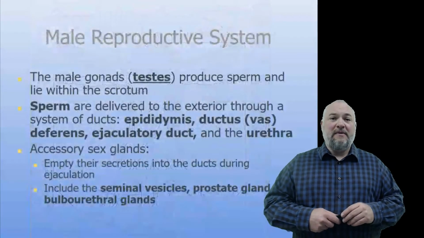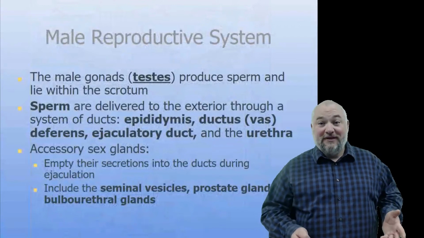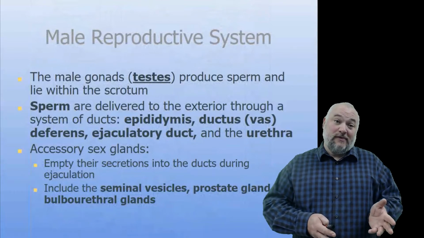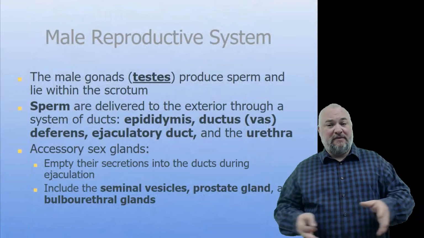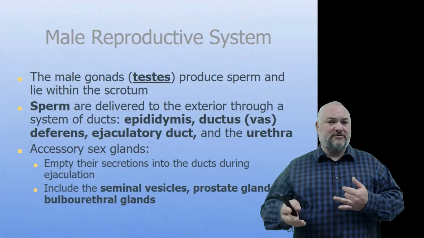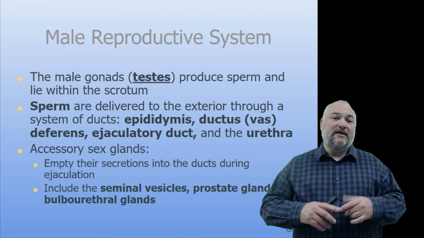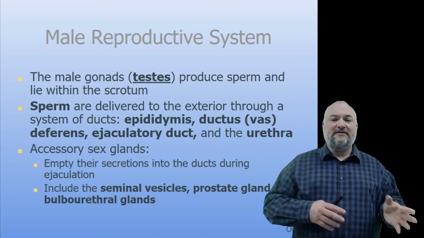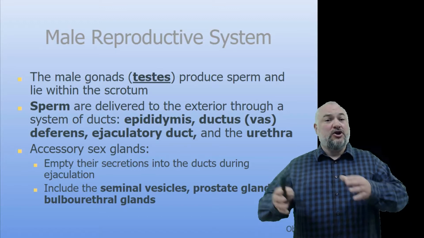All right, the male gonads or testes produce sperm, and they're in the scrotum, okay? More colloquially known as the balls and the sac, if you're not familiar with those terms. The sperm are delivered to the exterior of the body through a series of ducts, starting with the epididymis, the ductus deferens, sometimes called the vas deferens, the ejaculatory duct, and the urethra. The accessory sex glands in that system, which include the seminal vesicles, prostate gland, and bulbourethral glands, empty their secretions into the ducts during ejaculation.